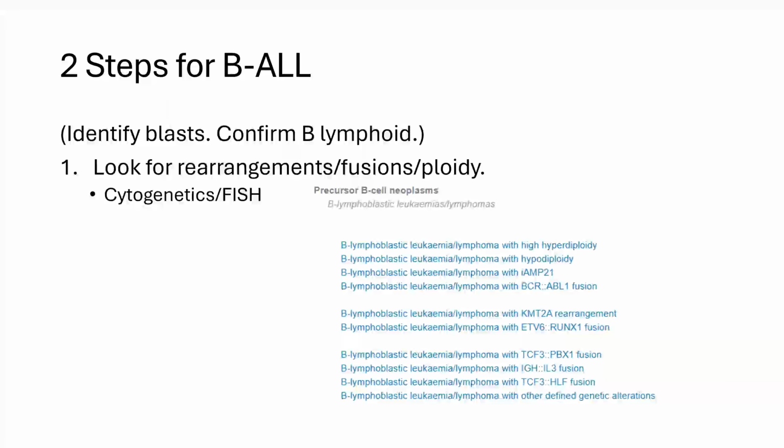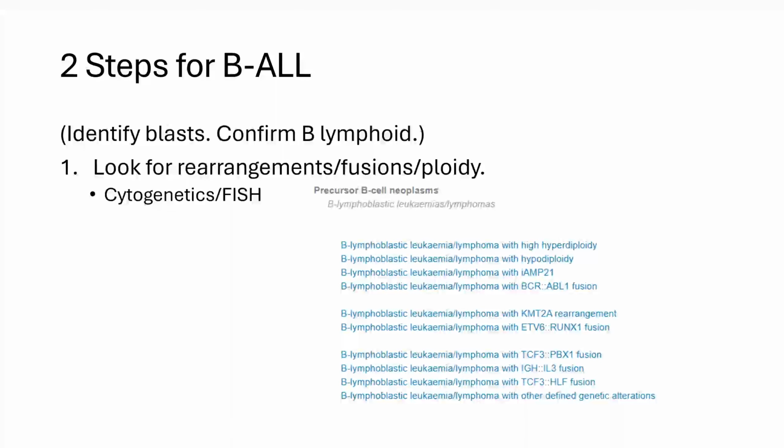With those reports, we can identify the lesions as B lymphoblastic leukemia lymphoma with high hyperdiploidy, with hypodiploidy, with amplification of 21, with BCR-ABL fusion, with KMT2A rearrangement, with ETV6 RUNX1 fusion, with TCF3 PBX1 fusion, with IGH IL3 fusion, with TCF3 HLF fusion, or a number of other defined genetic alterations.